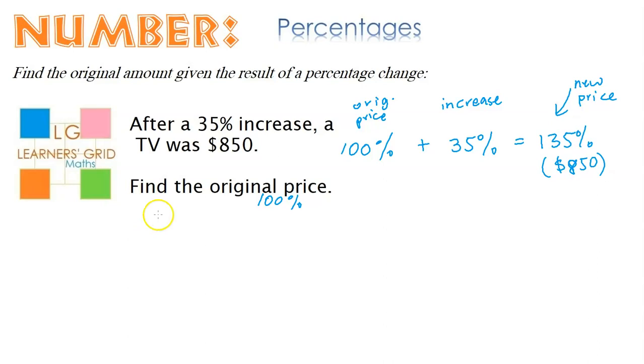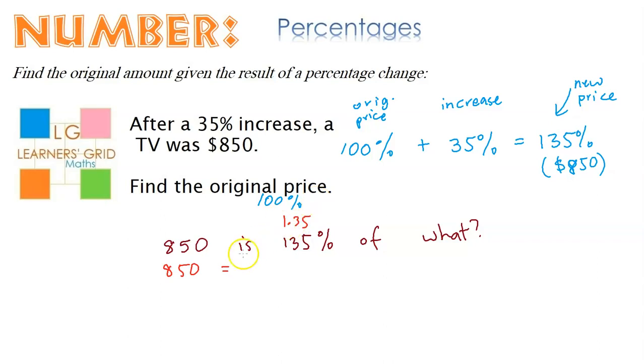So, you can think of it like this. If we're going to start turning this information into an equation, we can think of it, okay, so 850, this is the dollar amount, is 135% of what number? So let me turn that into something a bit more algebraic, a bit more of an equation. 850 equals, turn 135% into a decimal, so it'll be 1.35. I'll put it in brackets, and then I'll put what. We'll call that our variable. We'll call that y.